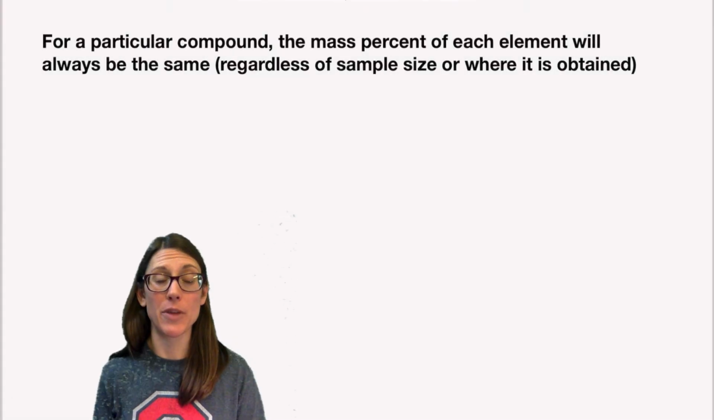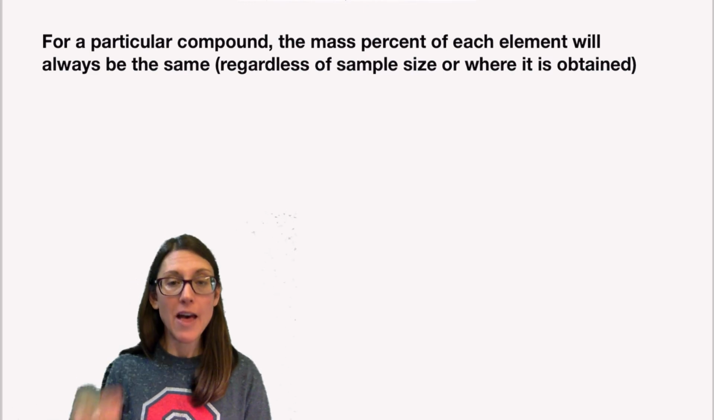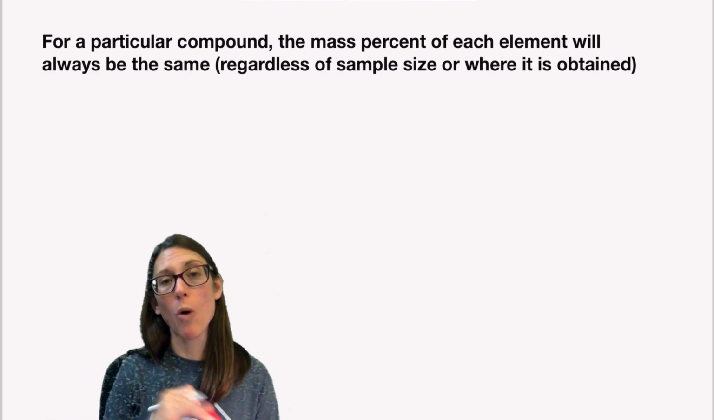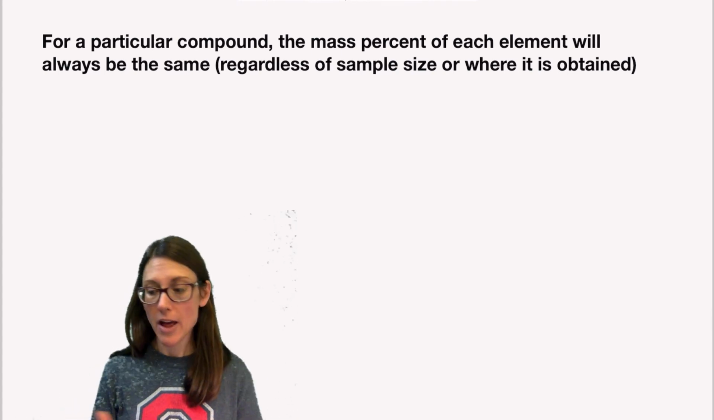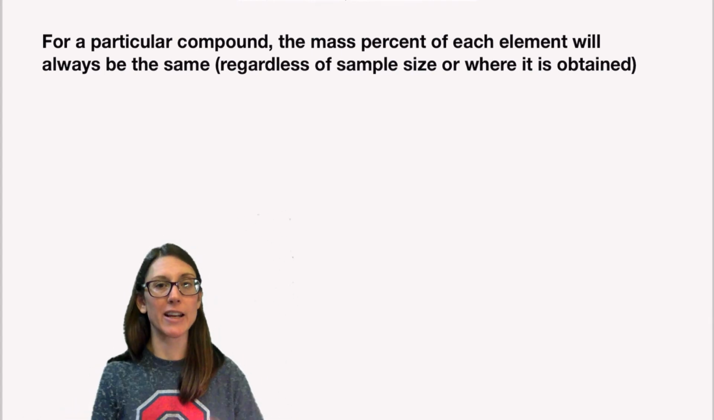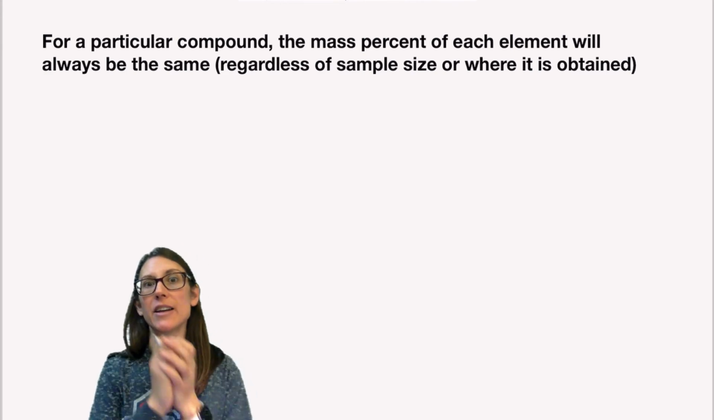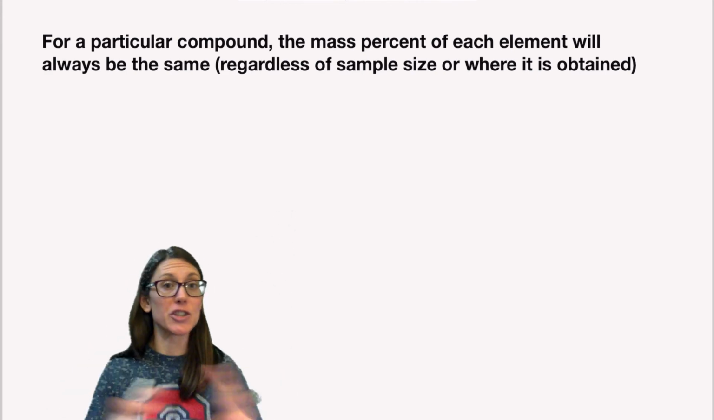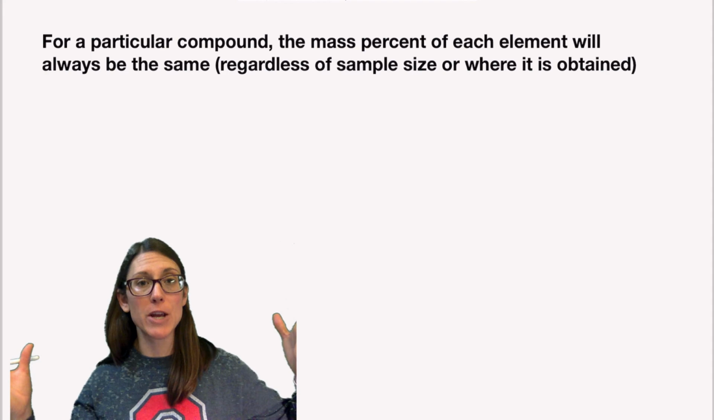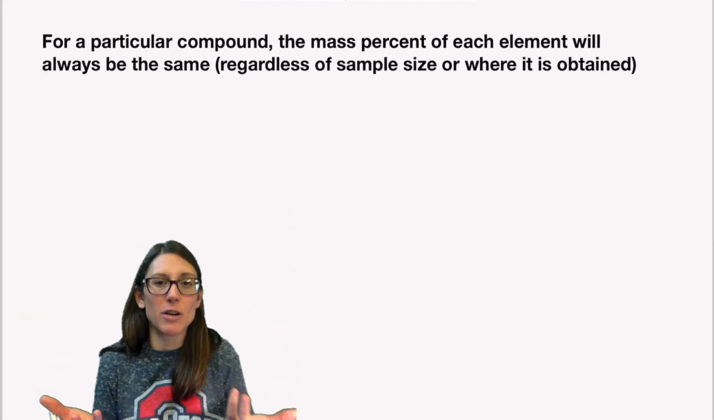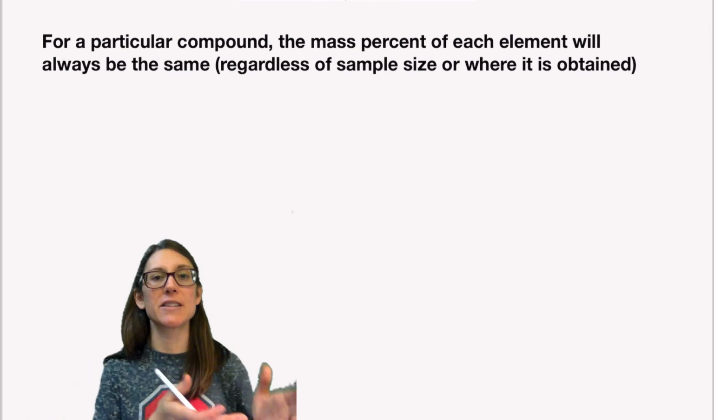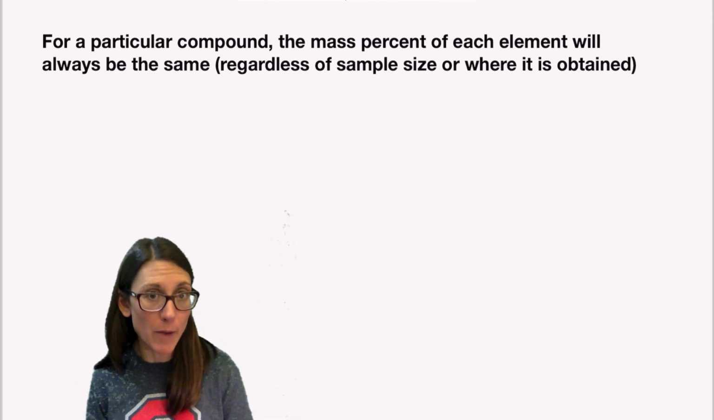And I want to point something out. For a particular compound, the mass percent of each element will always be the same. So if I have sugar, the mass percent of oxygen in a teaspoon of sugar and a pound of sugar and a giant bag of sugar you'd buy for a bakery, the mass percent is always the same because percent's really a ratio. And that ratio stays the same because it depends on what the chemical compound is.